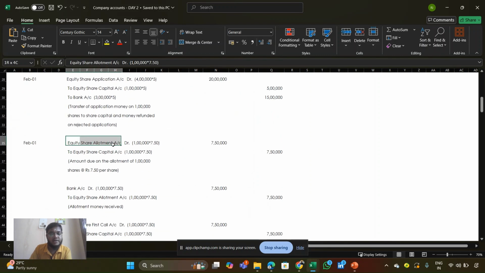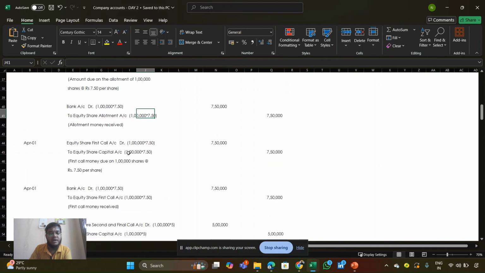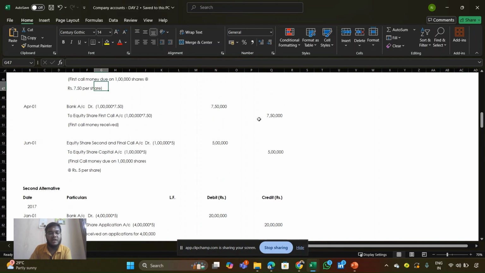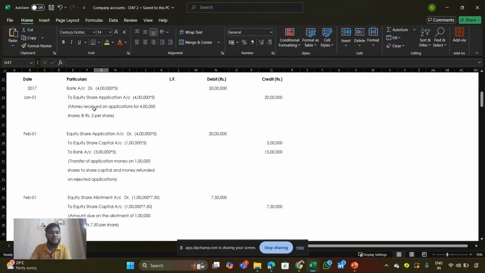See, equity share allotment according to equity share capital, 1 lakh into 7.5. It's a due amount and it's a received amount. Bank account debited to equity share allotment. For the first call, it's a due amount, equity share first call to equity share capital, and it's a received amount, bank account debited to equity share first call. The second and final call is also the same. Okay, so in the first alternative, the changes will be in the first two entries.